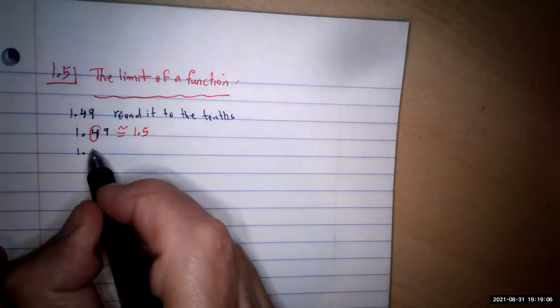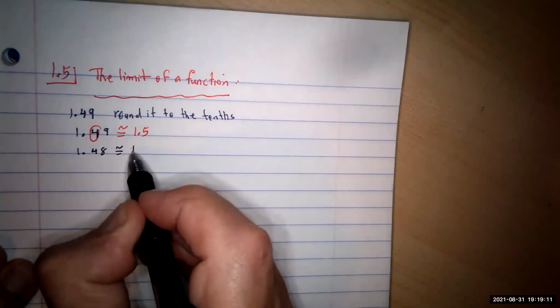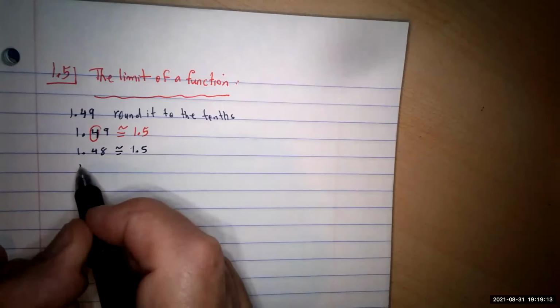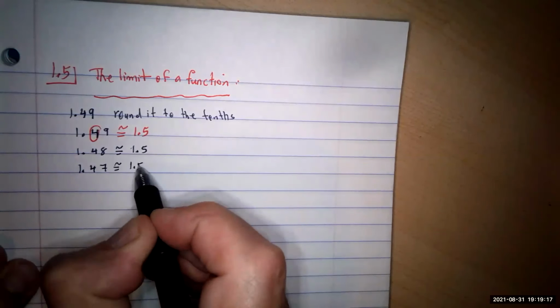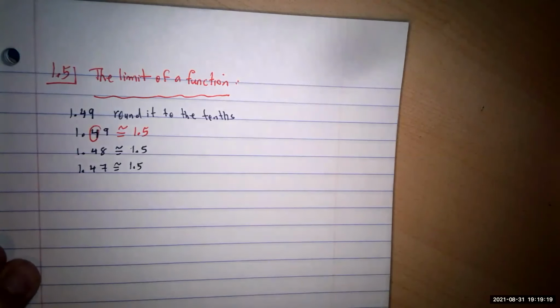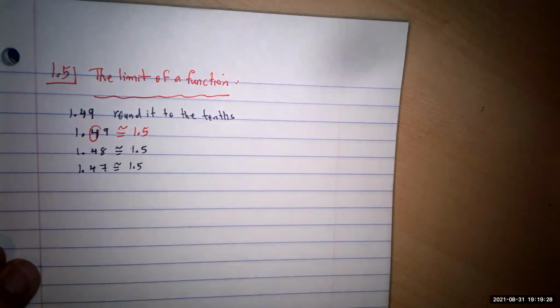But this is not the only number that would be rounded to 1.5. For example, if you have 1.48 and you round that, it gives you 1.5 again. If you have 1.47 and you round that, it gives you 1.5. So there are many numbers over here that, if you round them, you get approximately 1.5.